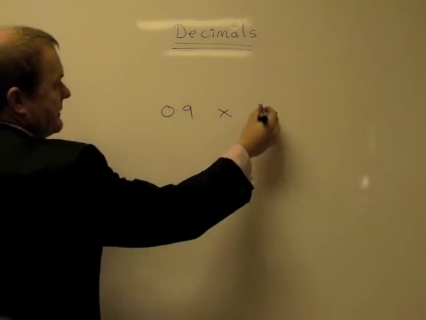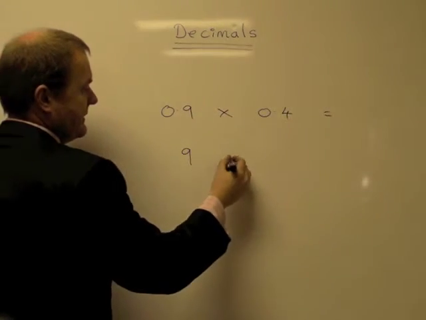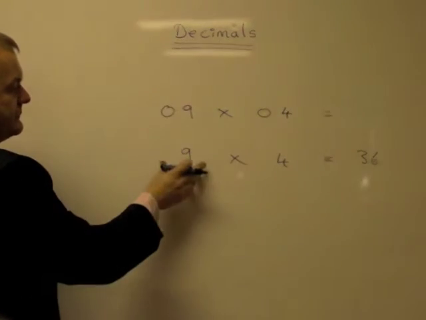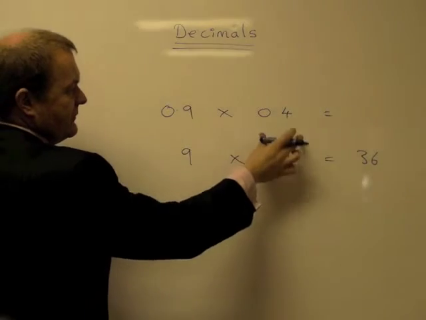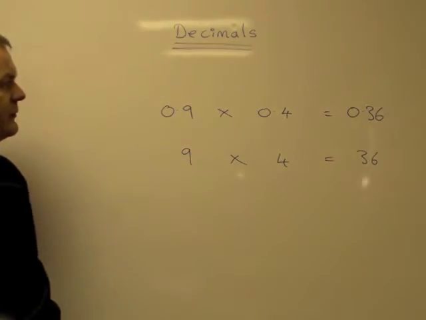0.18. 0.9 times 0.4. I know that 9 times 4 is 36. But I'm scaling it back 1, 2, 100 times smaller, 0.36.